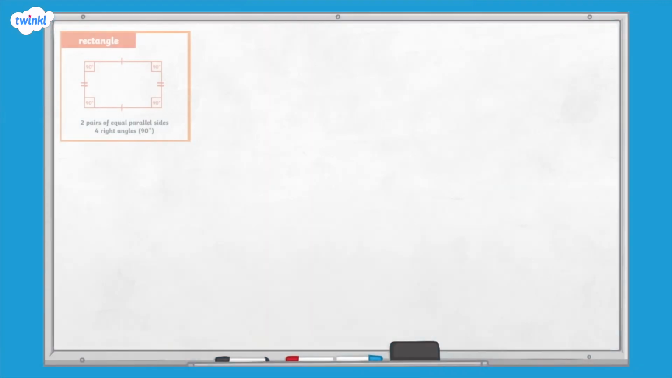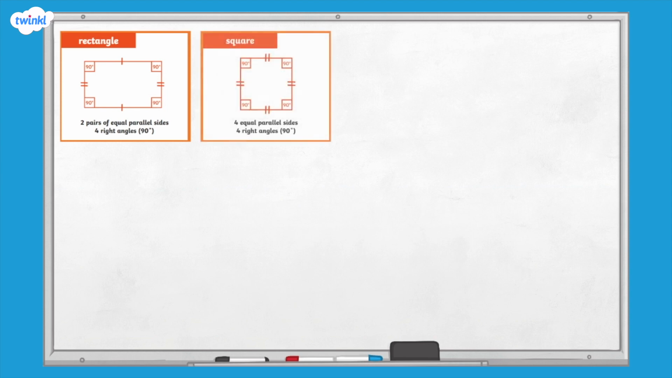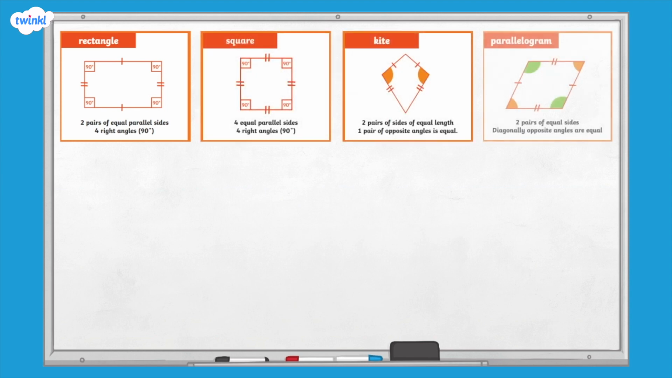Let's remind ourselves about the quadrilaterals we've identified so far. Rectangle, square, kite, and parallelogram. A rectangle and a square also fit the description of a parallelogram. They both have 2 pairs of opposite equal angles, 2 pairs of parallel sides, and opposite sides equal in length. This means that rectangles and squares are special types of parallelograms.